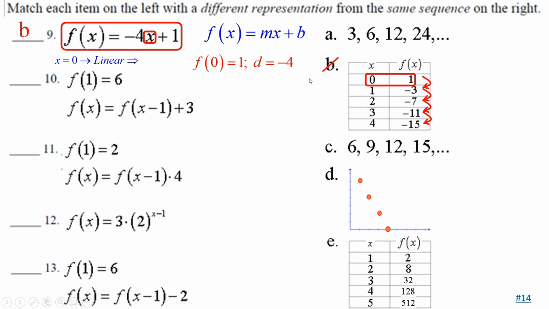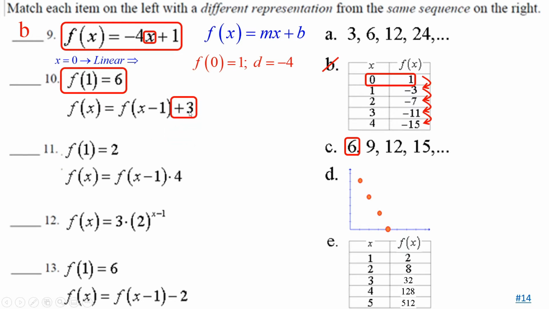Oh, I crossed out the b too because I'm done with it. I'm not going to use that again. So f of 1 equals 6. Well, look at this sequence right here. The first term is 6, so that's a possibility. And then look at your recursion equation right here.